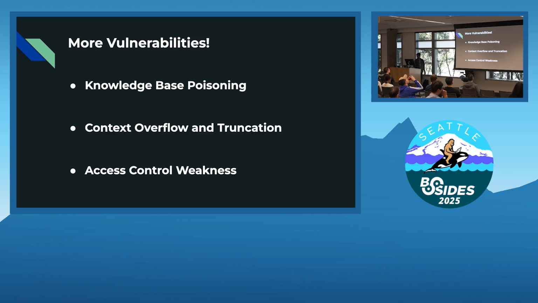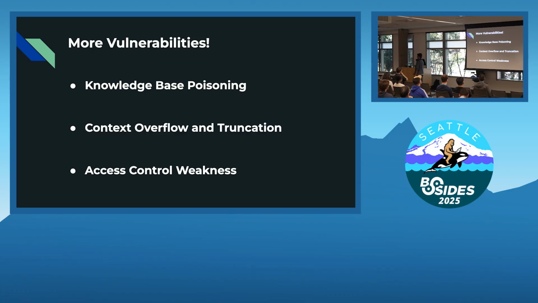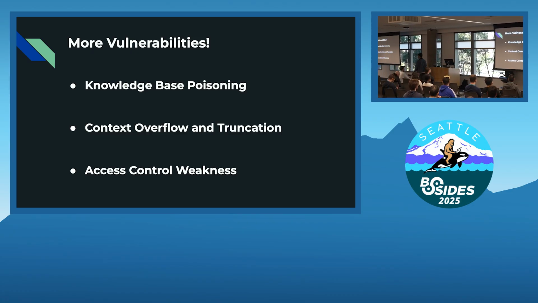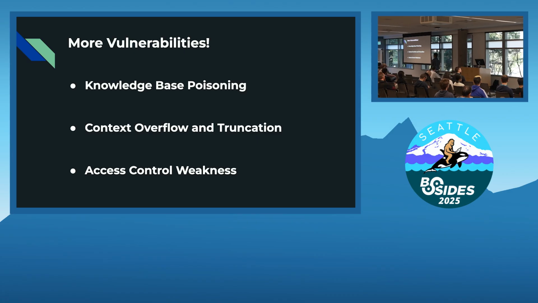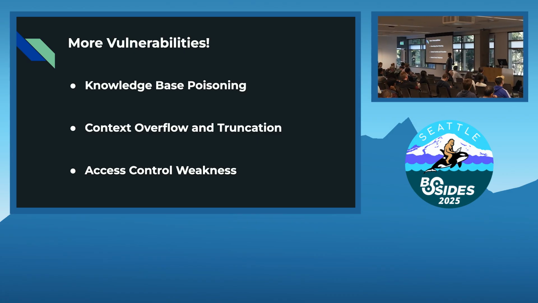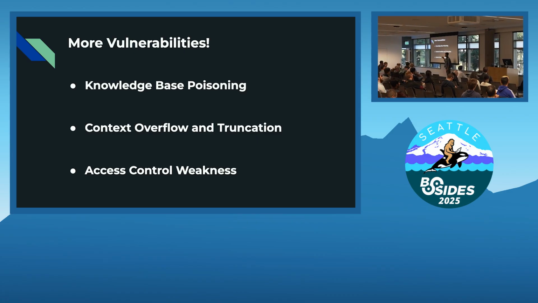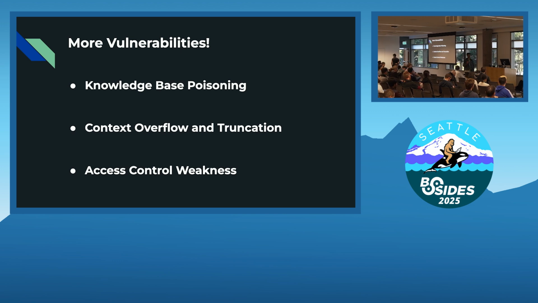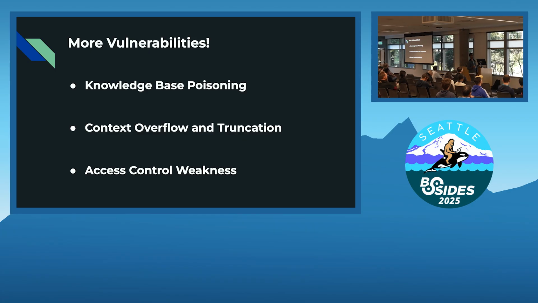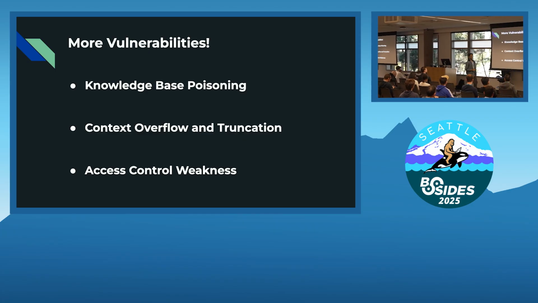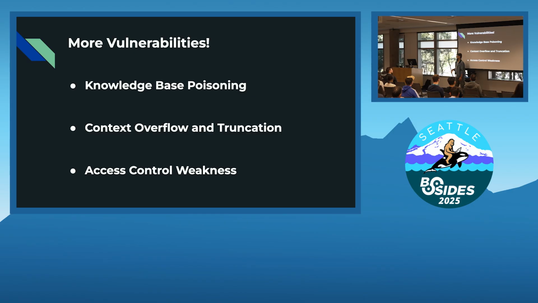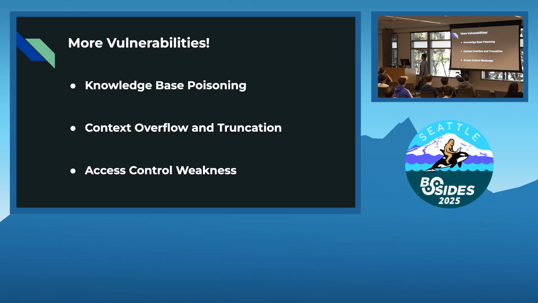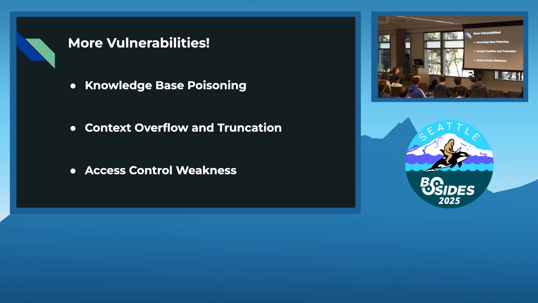So I have 3 more vulnerabilities to discuss: knowledge base poisoning, context overflow and truncation, and access control weakness. Knowledge base poisoning is a subset of the data poisoning that we discussed initially, where we are again targeting the document store, but here the knowledge base has trusted documents, the documents uploaded by the developer who created the RAG pipeline. And compromising that is, again, data poisoning is possible.